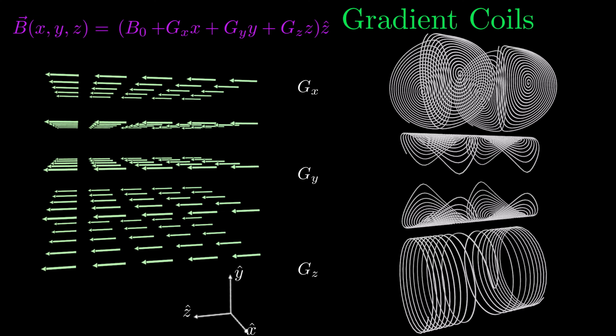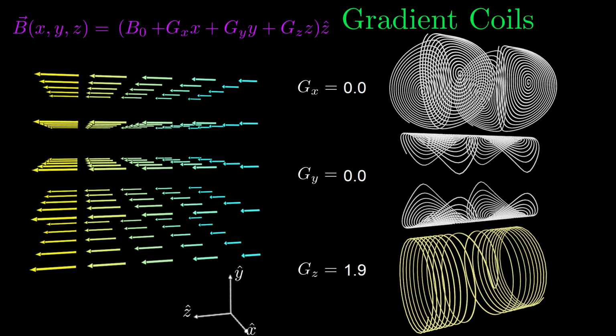magnetic field strength. The G factors are the gradient strengths and are most often reported in units of millitesla per meter. Multiplying by our X, Y, and Z locations in meters gives the magnetic field at that location. And so for example, if G sub Z is 3 millitesla per meter, then the magnetic field increases by 3 millitesla for every meter we move in the positive Z direction.